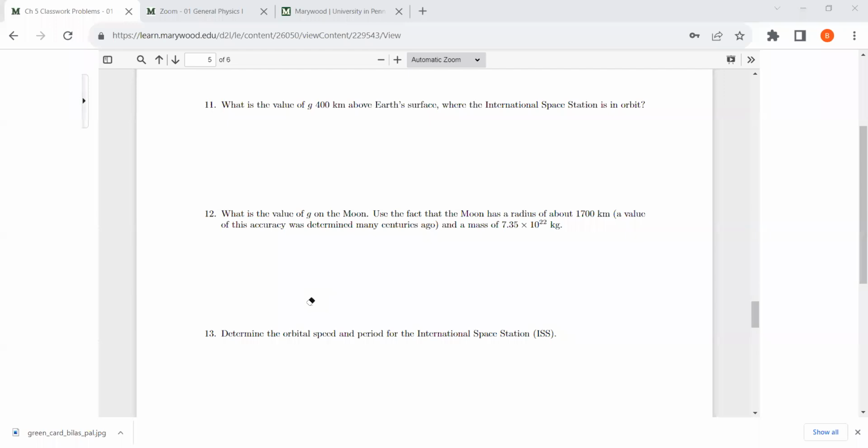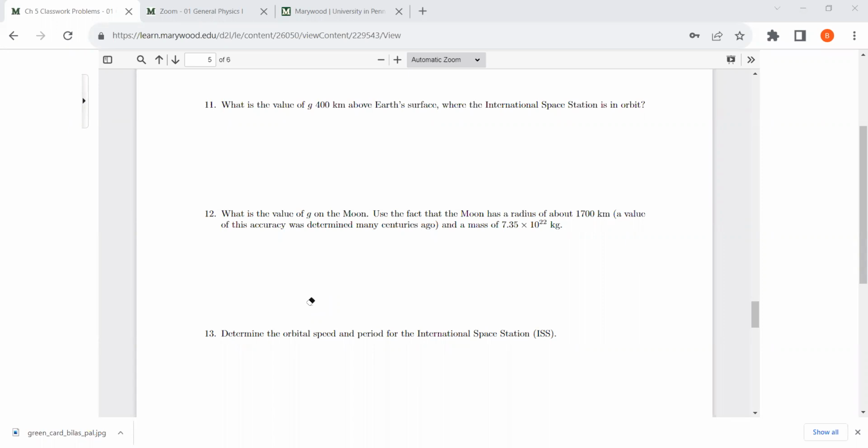The next problem is: what is the value of the gravitational acceleration 400 kilometer above the Earth's surface, where the International Space Station is in orbit? It basically asks us to calculate the gravitational acceleration at the International Space Station.